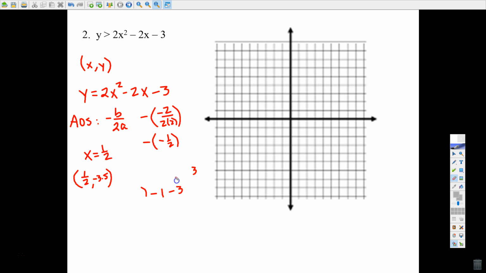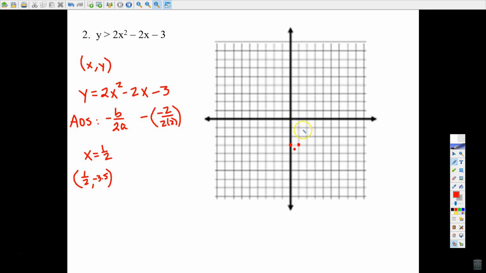You don't have to come up with a lot of points for these parabolas. We're just going to come up with a rough sketch. We do need the vertex, so 1/2, negative 3.5, and we'll say that's right there. We can use the y-intercept. That's going to be negative 3. And a matching point because of symmetry. That's really pretty much all we need.